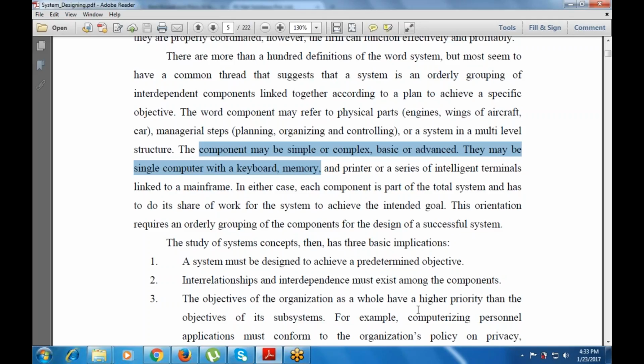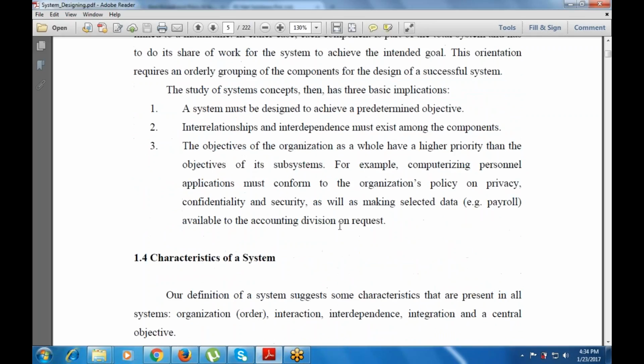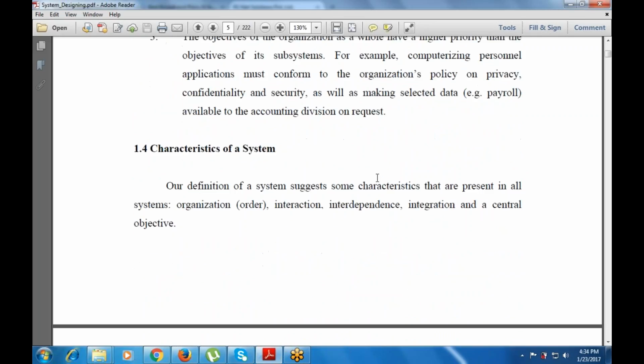For example, when we talk about a computerized personal application, there is a personal application that is put together with the data and the content to perform the organization policy on privacy. Now, what are the various characteristics of a system?